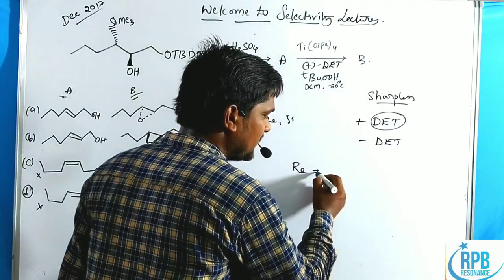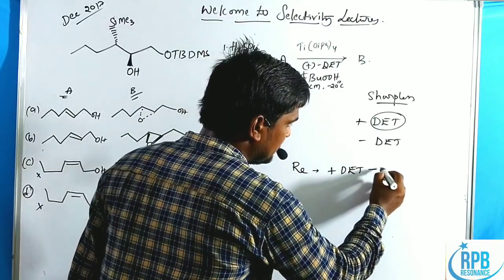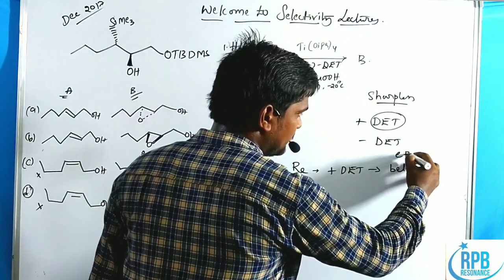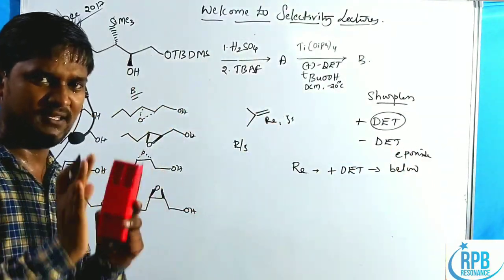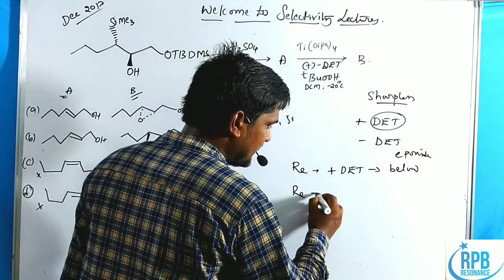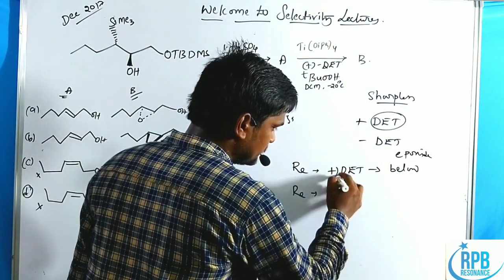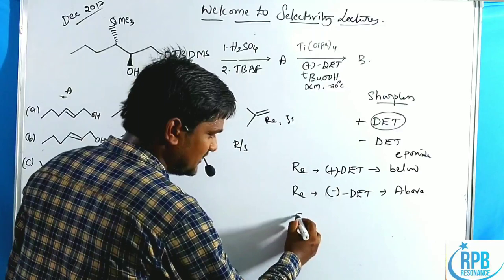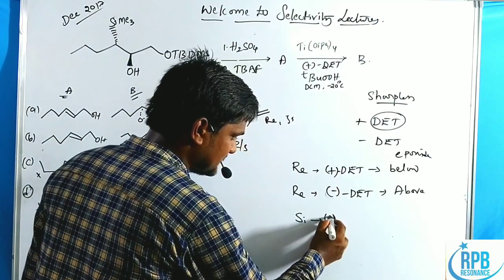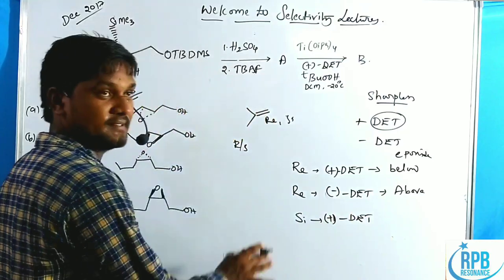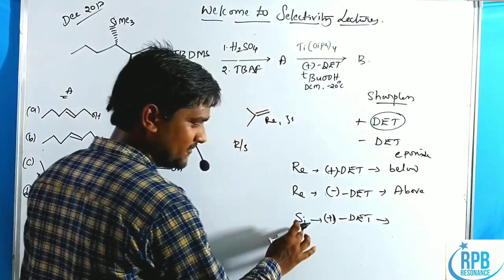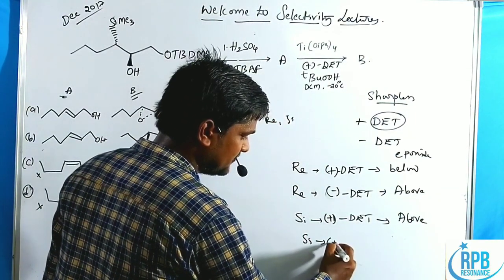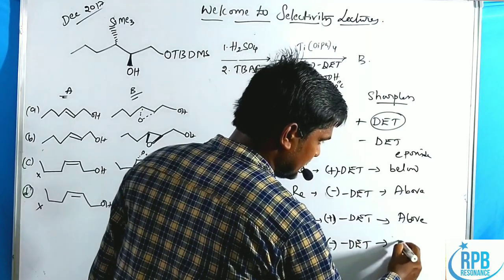Now here, Re face with plus DET is below the plane. This is the epoxide plane, so here it is the stereochemistry of the epoxide. Now I'll give four important, very useful points. Re face with minus DET is above the plane. Si face with plus DET is the opposite of Re plus DET, that is above the plane. Again, Si face with minus DET is below the plane.